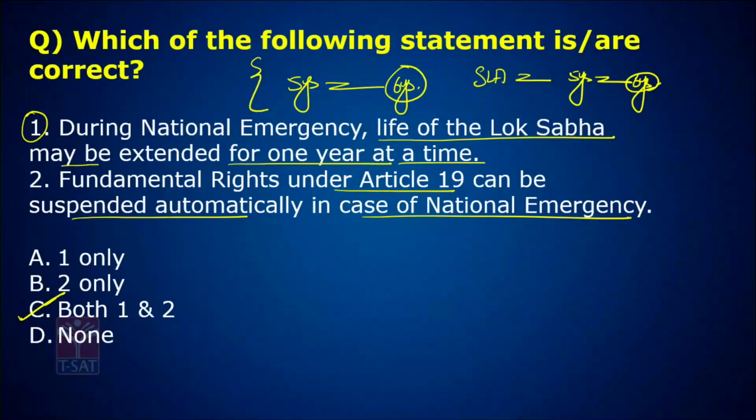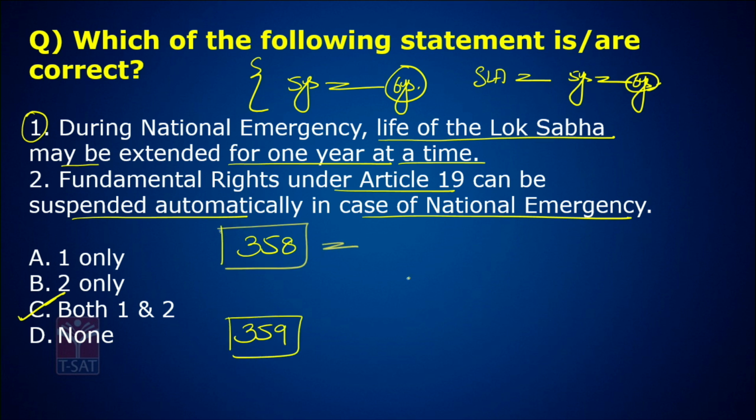Look at the second point. Two articles you need to remember for the exam. The first one is Article 358. The second one is Article 359. According to Article 358, fundamental right guaranteed under Article 19 is automatically suspended in case of national emergency in India. Okay, this is a very easy statement. Fundamental right guaranteed under Article 19 is automatically suspended in case of national emergency.